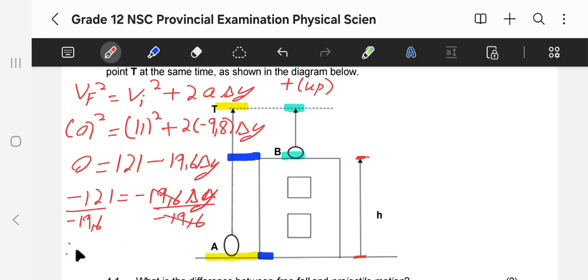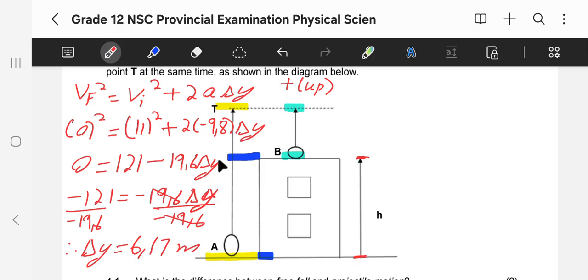And now my delta y for ball A, which is the height for ball A, is going to be 6,17 meters. When I put this on the calculator, that's the answer I'm getting. All right, hope you understand, guys.